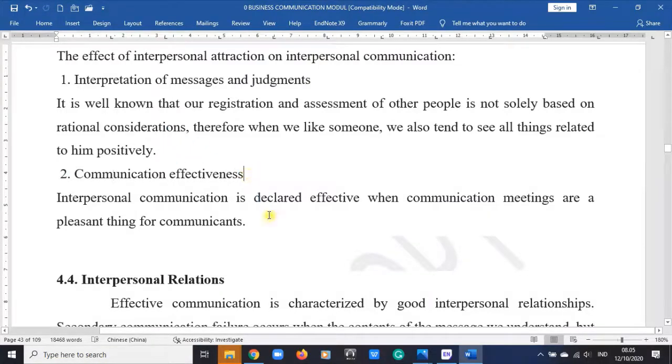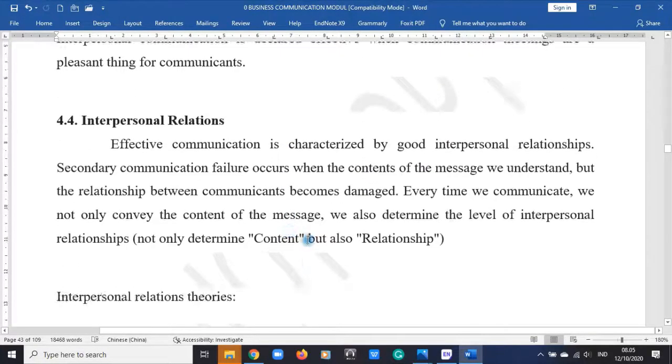The next part is communication effectiveness. Interpersonal communication is declared effective when communication meetings are pleasant for the communicants, for the sender and the receiver. When they are feeling happy because of the communication, then we can say that the communication is effective. The next part, we will learn theory about interpersonal relation.